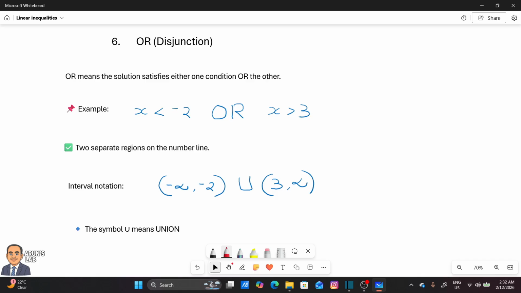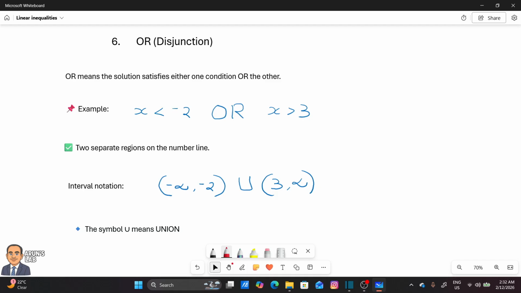Next one is OR, that is disjunction. That means union. What is or? Or is exactly the opposite of and. And means the common overlapping region, but or means the entire region. So when you combine two separate inequalities in an or function, we consider all the values of x of both the inequalities.